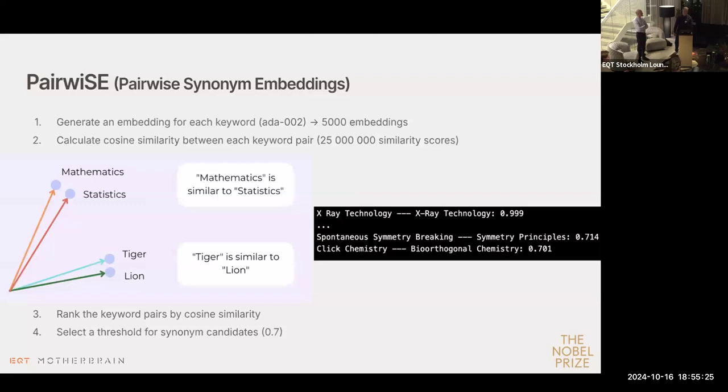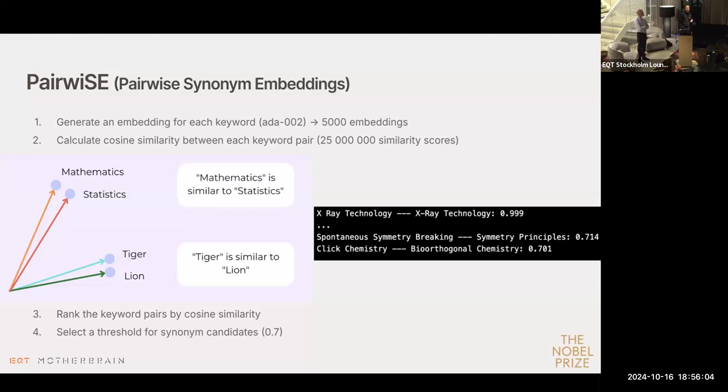So this is why we went on with a method that we coined PairWise, standing for pairwise synonym embeddings, which was Lela's idea, the previous speaker. And it went in the following way: first, for each extracted keyword, we would use an embedding model to generate embeddings, which resulted in about 5,000 keyword embeddings. And then, for each keyword pair, we would calculate, using these extracted embeddings, the cosine similarity between both keywords, which then resulted in about 25 million similarity scores.